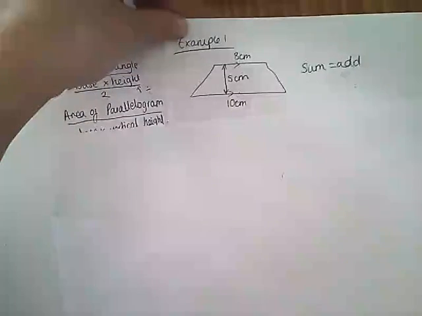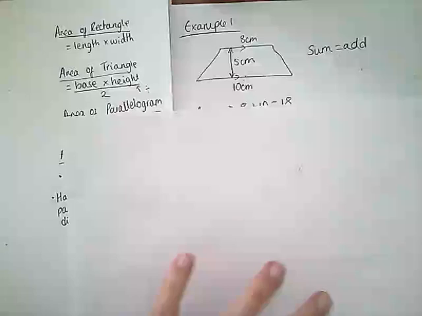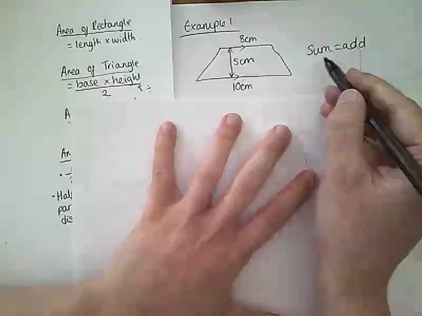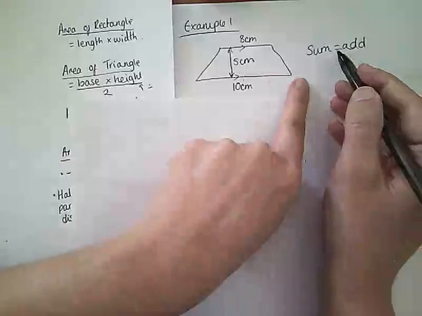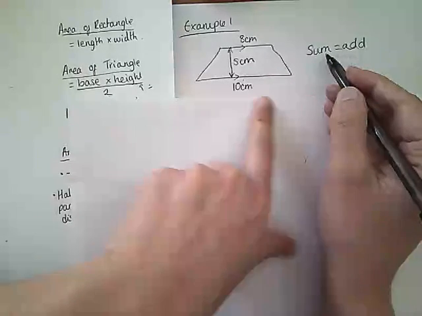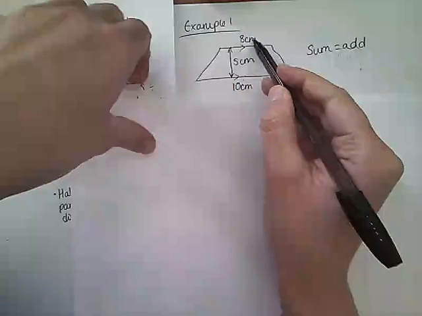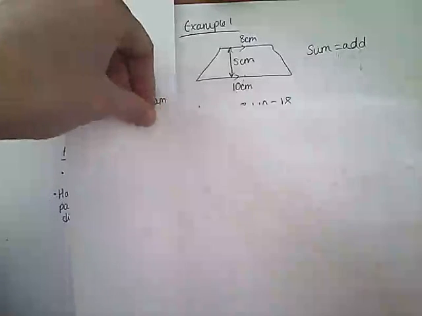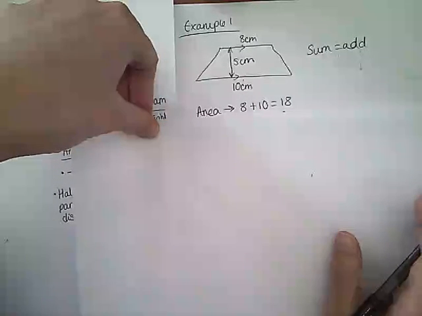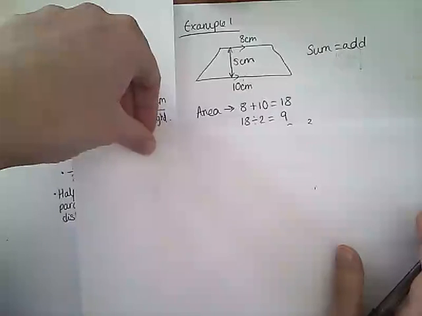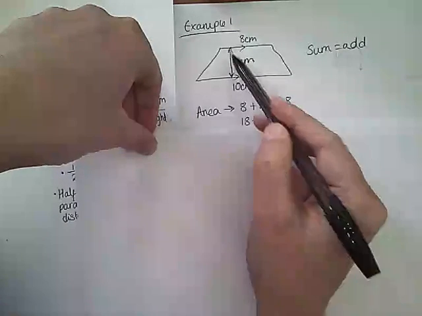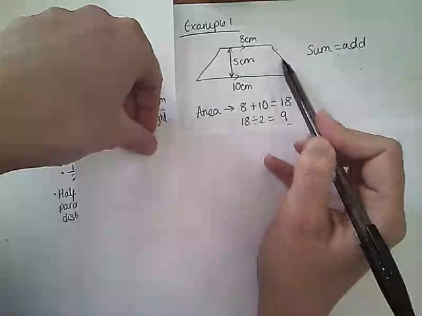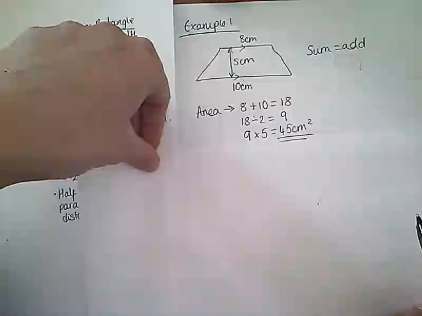We're going to use half the sum of the parallel sides times the distance between them, because that is the same as the formula. When I'm saying sum, I mean that you are to add. So here we go. We are going to add our parallel sides. Our parallel sides are 8 and 10. We add those together to get 18. We then half it to get 9. And we times by the distance between. Now the distance between is 5, it is not this slanty height, okay? So 9 times 5 is 45 centimetres squared.